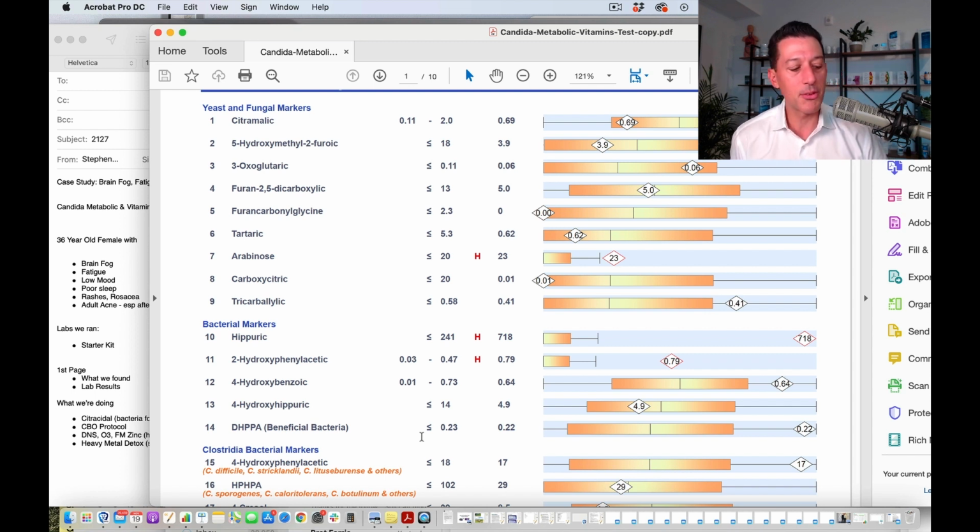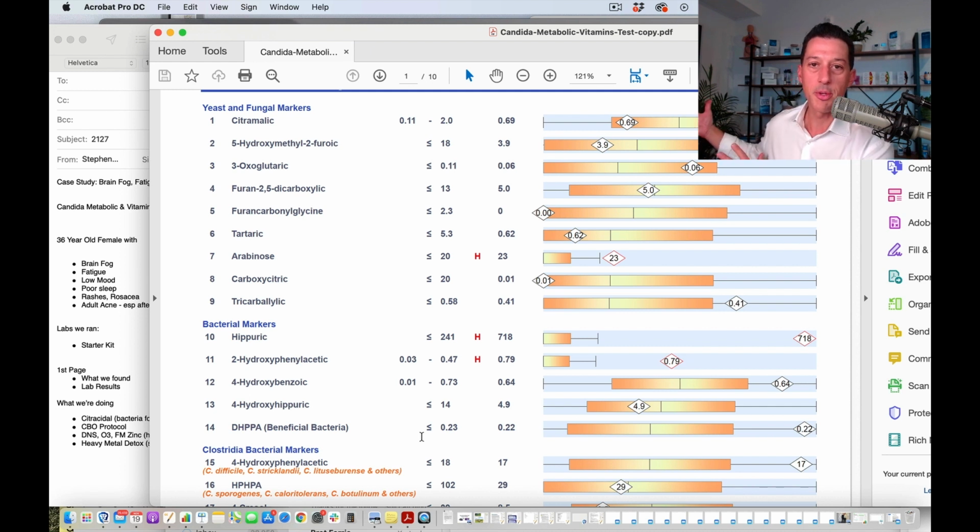So what we did was we ran what's called the starter kit. Again, anybody can run this. It's a couple of snips of hair for the minerals and metals test, and then the Candida Metabolic Vitamins test, which is what we're going to go through now, is first morning urine. That's it, and it's like 30 mLs. You just literally catch a little bit of your urine first thing in the morning, you cap it, and you send it back to the lab. Honestly, it's that easy. The reason I share that with you is that these are simple to do.